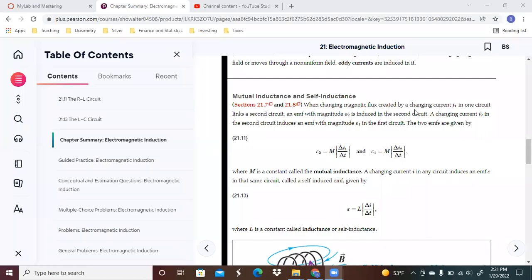This part of the lecture is going to go over sections 21.7, 8, and 9.